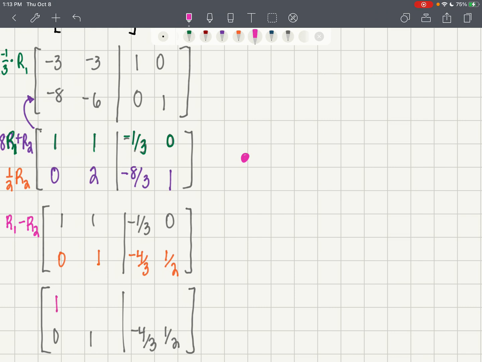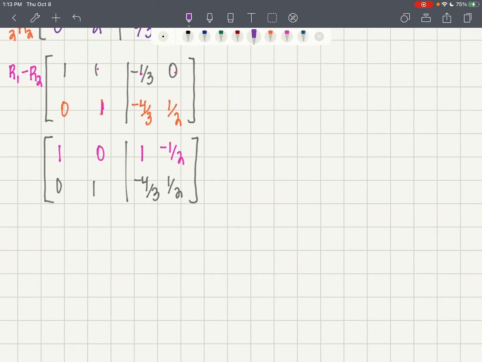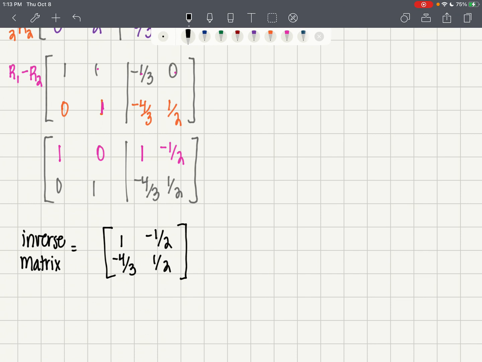1 minus 0 is 1. 1 minus 1 is 0. Negative 1/3 minus negative 4/3 is positive 3/3. 0 minus 1/2 is negative 1/2. So the inverse matrix is equal to 1, negative 1/2, negative 4/3, positive 1/2. And that's our answer. And you can see it requires quite a bit of work there.